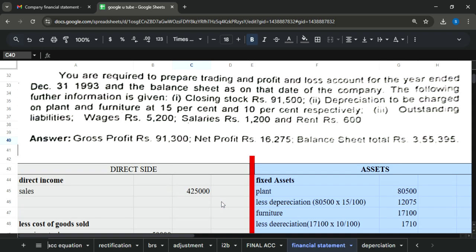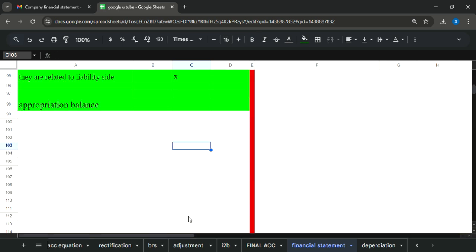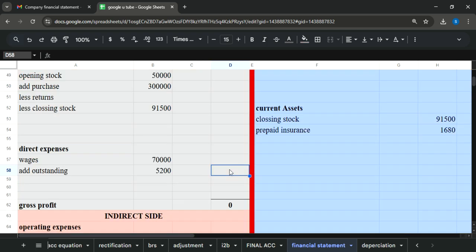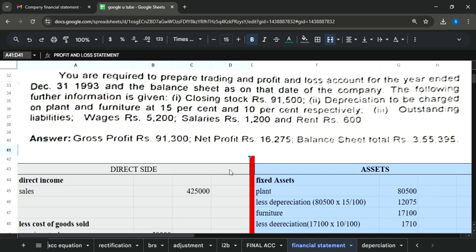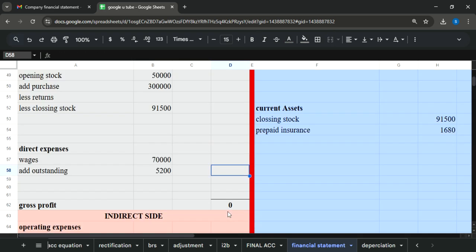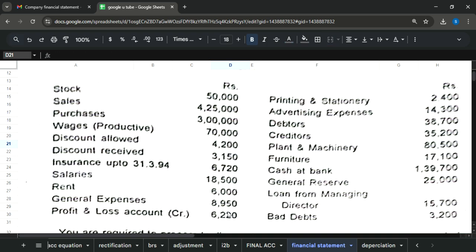Then we have profit and loss account credit. Alright, now please note it down. This was your appropriation side, and we have said if profit and loss present on the trial balance, it would be noted down over here. So how much profit and loss of previous year? 6220. Here you will write 6220 in the appropriation side. Alright guys, now we will go further.